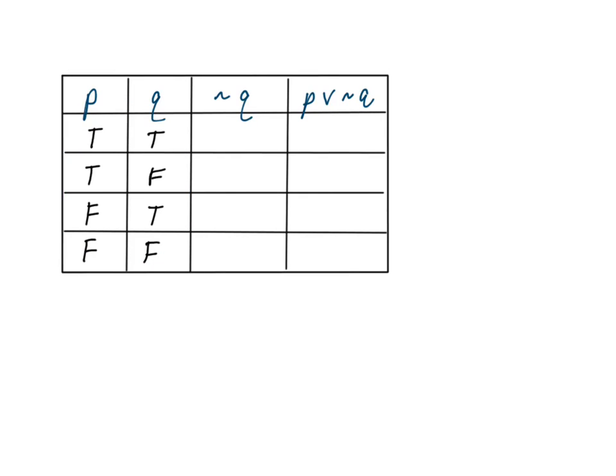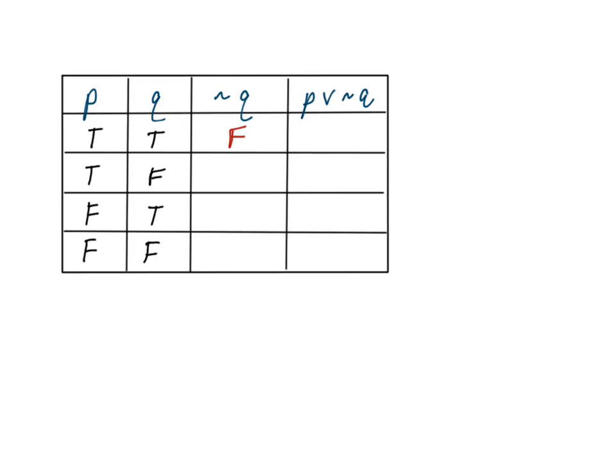So now, in order to look at this, we're going to need not Q, and so that's what we find first. So not Q will have the opposite truth values of Q. So we're looking here. Since in the first row here, Q is true, that makes not Q false.